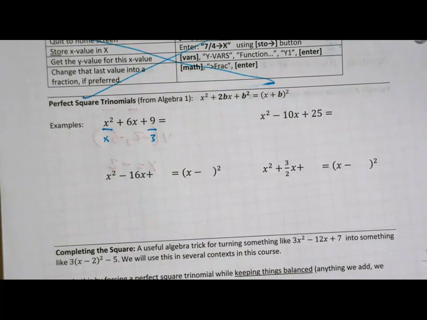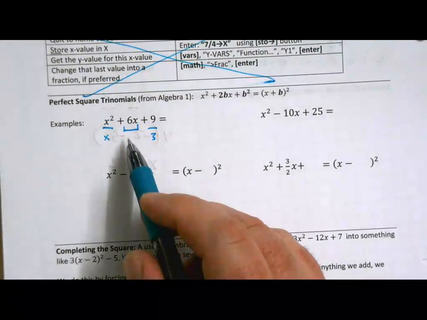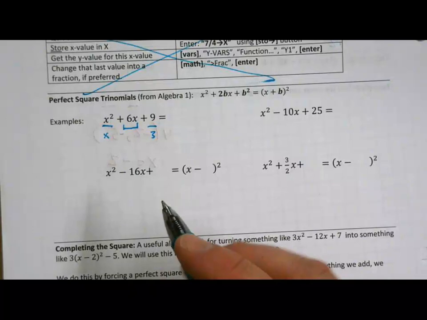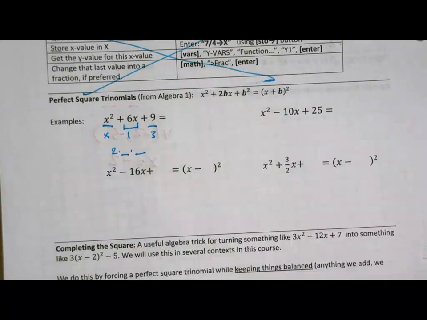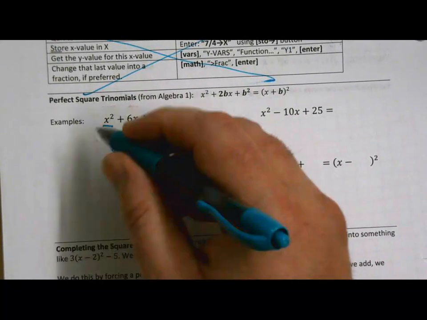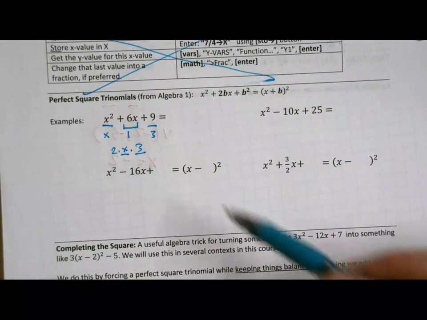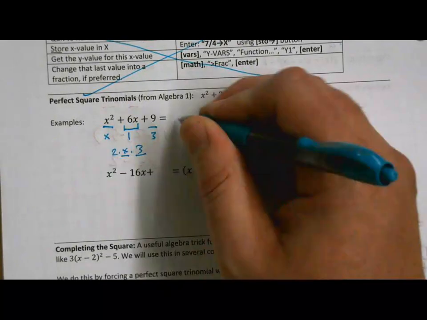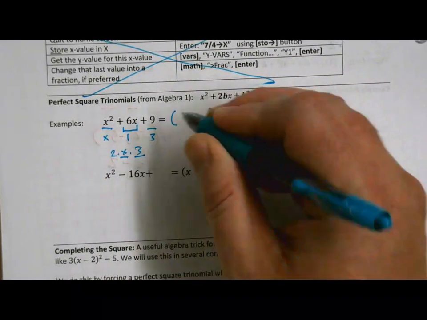And then there's one more rule, and the other rule is that that middle term must be the result of multiplying these two things together and times 2. So 2 times my other two things. In this case, my other two things were x and 3. If I multiply 2 times x times 3, is that going to get us that middle term? Yes. So that means it is a perfect square trinomial, which means it will factor into, it's going to have this x and this 3 in it.